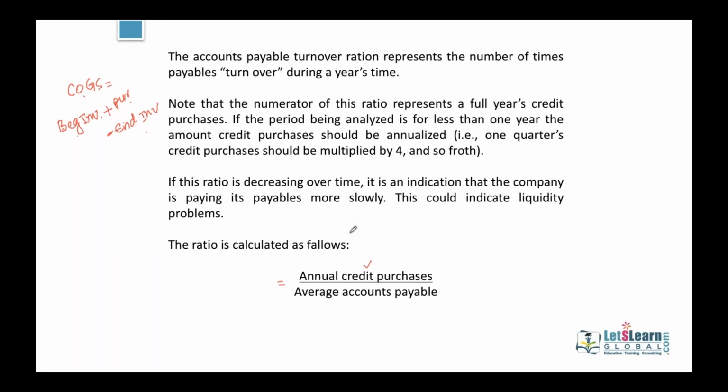Sometimes purchases may not be readily available in the question. In that case, you should use this formula. Where do you get cost of goods sold? In the income statement. Where do you get beginning inventory? Balance sheet, last year item. Where do you get ending inventory? Balance sheet, current year item.